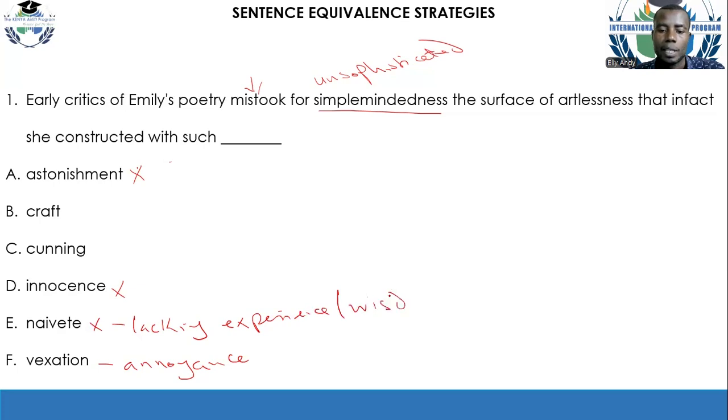So with that, we have our answers as craft and cunning. So early critics of Emily's poetry mistook for simple-mindedness the surface of artlessness that in fact she constructed with such craft, or she constructed with such cunning. Another one.